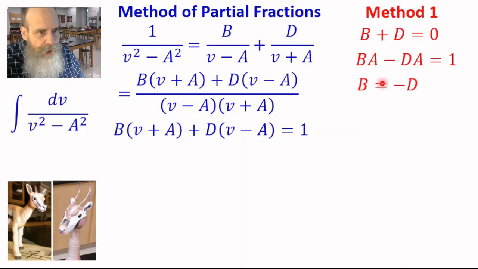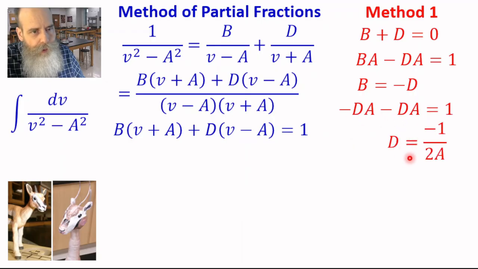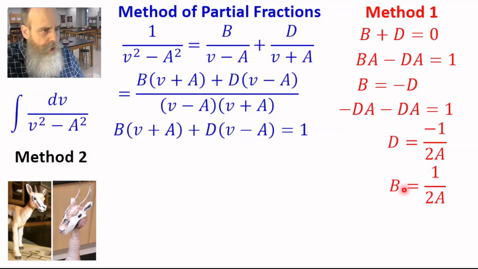From the first equation, you get b equals negative d. So put this into here, and we get negative da minus da equals 1, or d is negative 1 over 2a. And since b equals negative d, we get b equals 1 over 2a. So now we've got the two constants. Let's look at method 2.